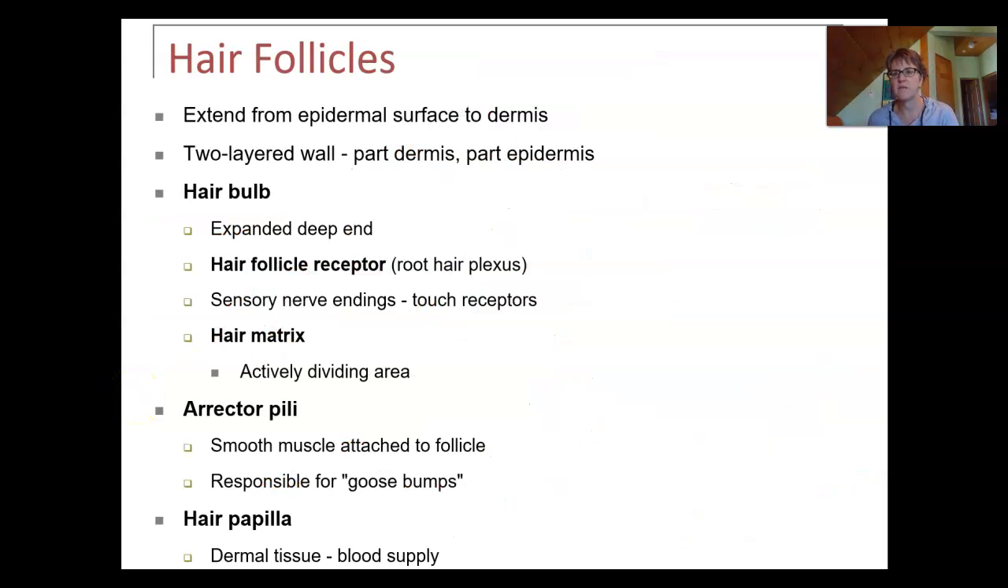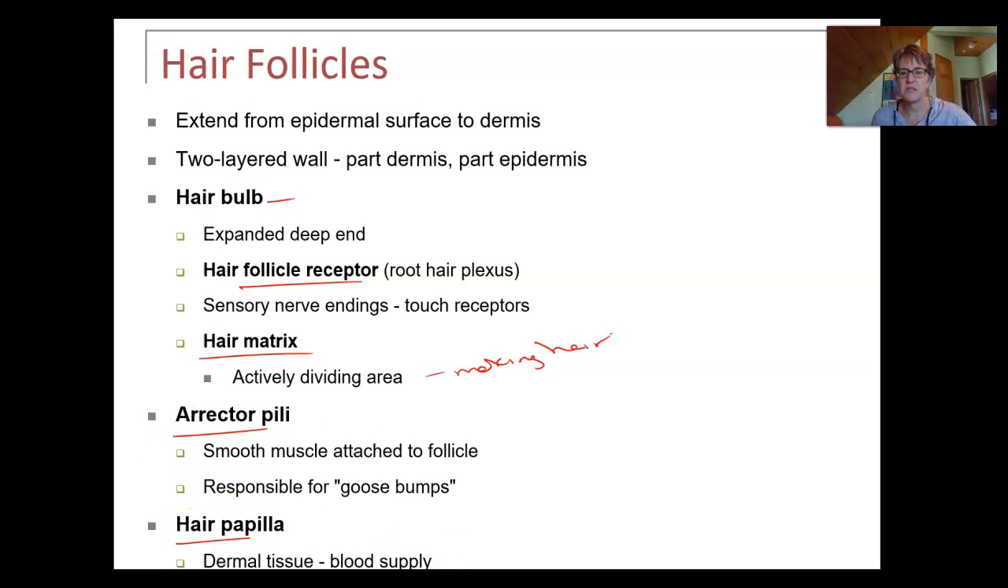Let's see what else do we have. So the hair bulb. I have the hair bulb is on the follicle. The hair root receptors, the hair matrix. I mean, this is what's making the hair and pushing it outward. I have the erector pili, and then the very base is the blood supply.